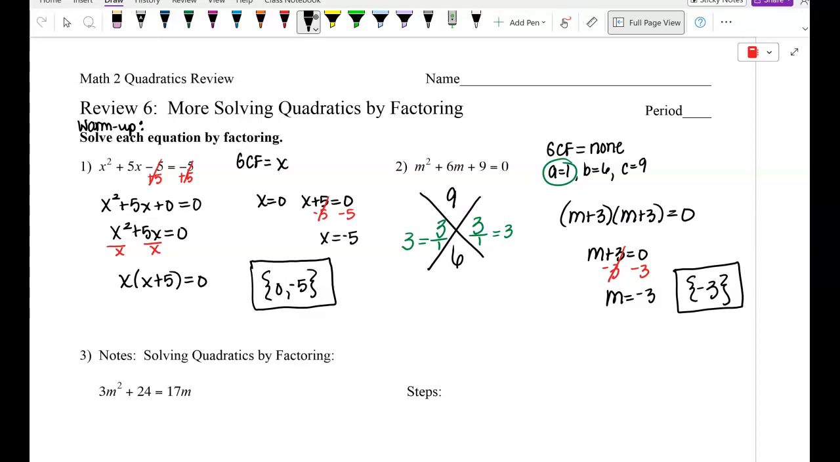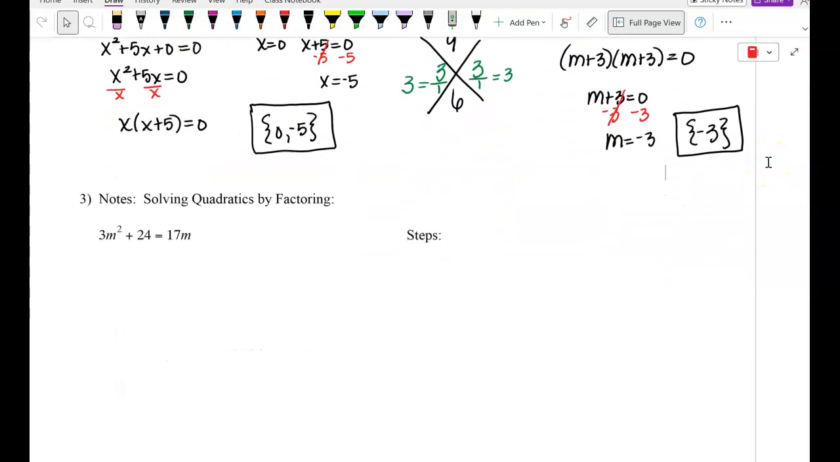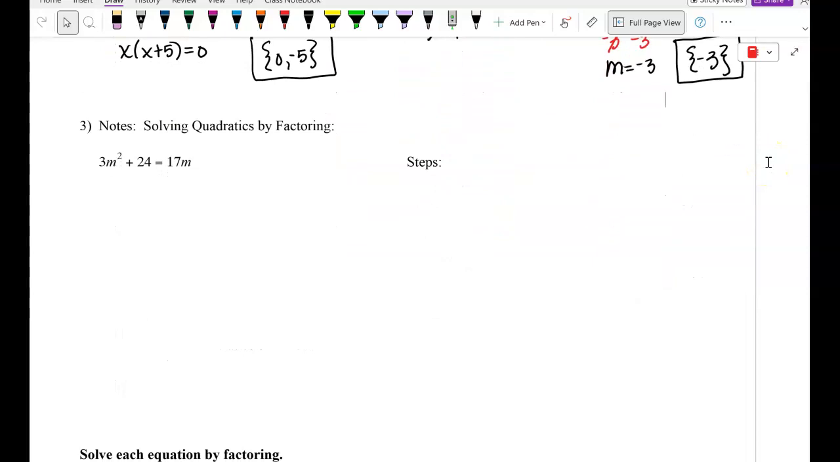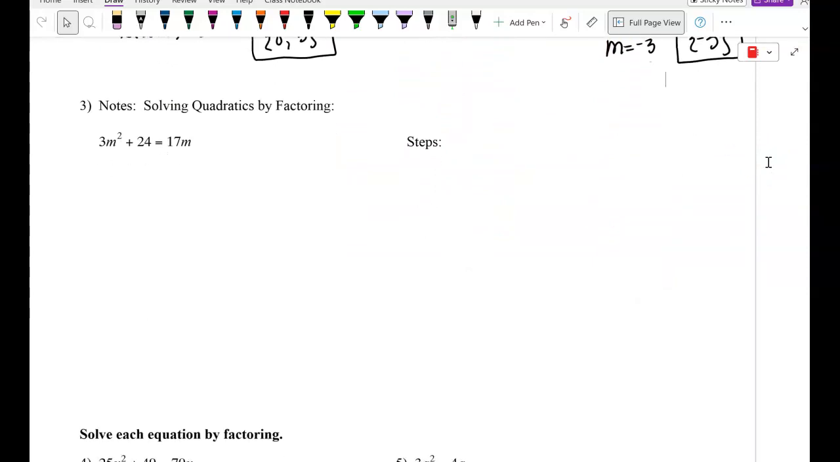So since we wrote out the full steps yesterday, I'm going to abbreviate those steps here today just to remind us what we're doing. But it's really the same steps we just did on our warm-up. Nothing is changing from that. So step number 1, equation in standard form equal to 0.